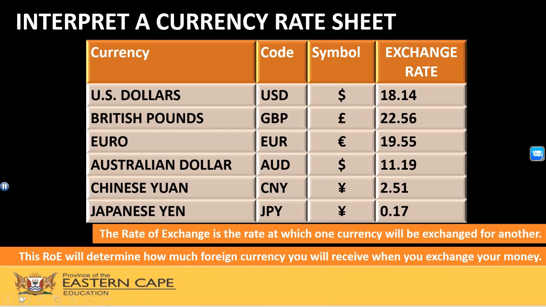You also, in grade 11, were asked to interpret a currency rate sheet, and I'm sure that this is not a foreign concept to you at this stage. You'll see at the top of your currency rate sheet you have the currency, the code, the symbol, and the exchange rate. Just to point out to you, the rate of exchange is the rate at which one currency will be exchanged for another. And this rate of exchange will determine how much foreign currency you will receive when you exchange your money. That is at the bottom of your currency rate sheet.